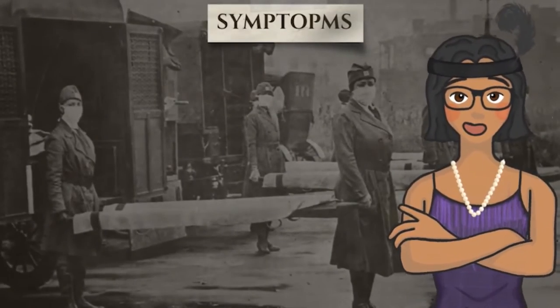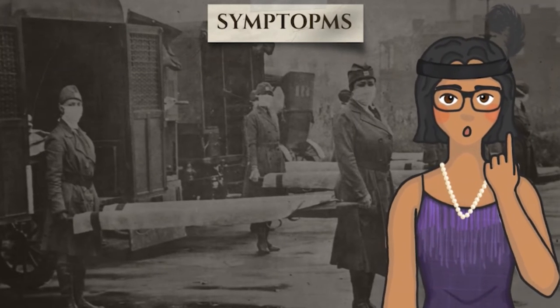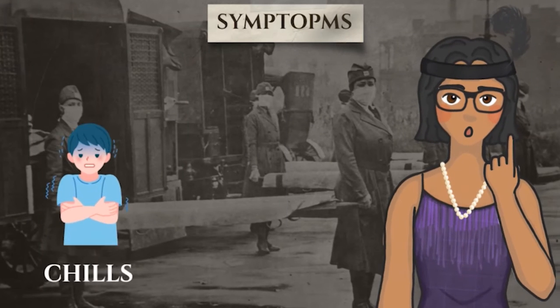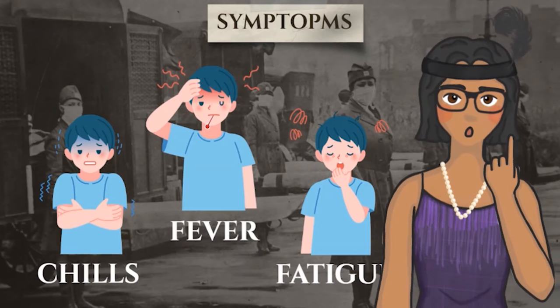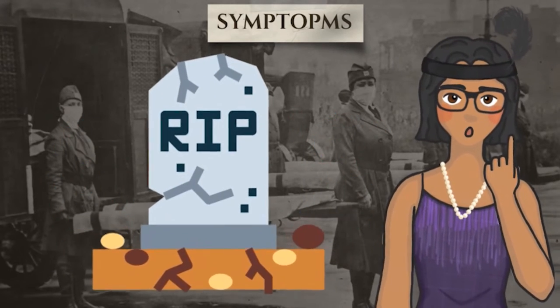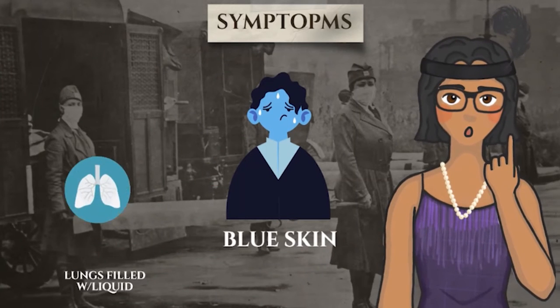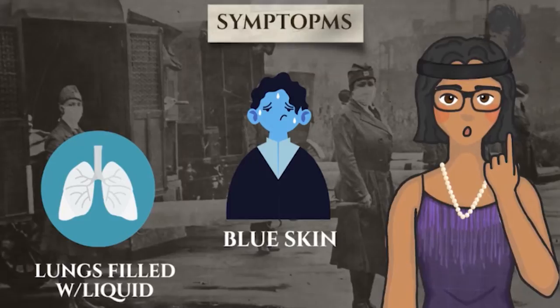Spanish flu symptoms. In the first wave of the 1918 pandemic, the sick experienced typical flu symptoms, such as chills, fever, and fatigue. However, later on that year, victims used to die within hours or days of developing symptoms, their skin turning blue and their lungs filling with fluid that caused them to suffocate.